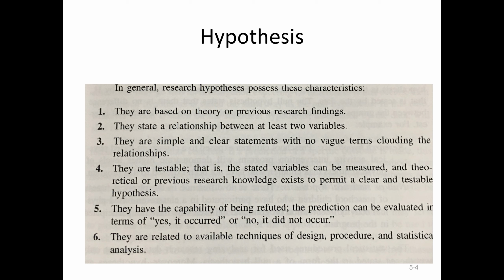A research hypothesis is simple and it's clear with no vague terms. So, the training group will perform better. Well, what does better mean? No, it's going to be a very clear, specific statement of a significant increase in power output. There, we know what power is. That's defined. And they're testable, so we can test differences in, for example, power. They have the capability of being refuted. So yes, it occurred. No, it did not occur. And they're related to available techniques of design, procedure, and the statistical analysis.